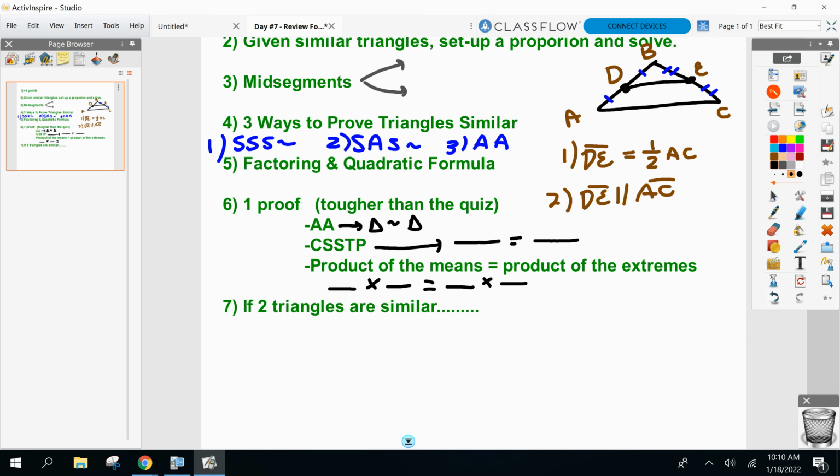In that order. In that order. You can't have the proportions equal by product of the means equals product of the extremes. It's CSSTP.